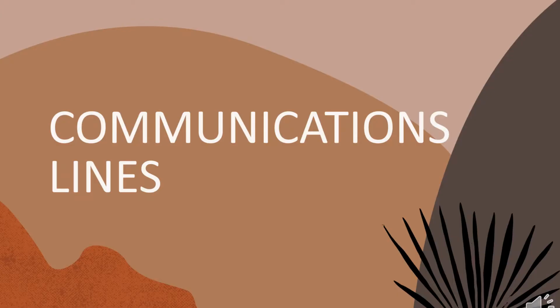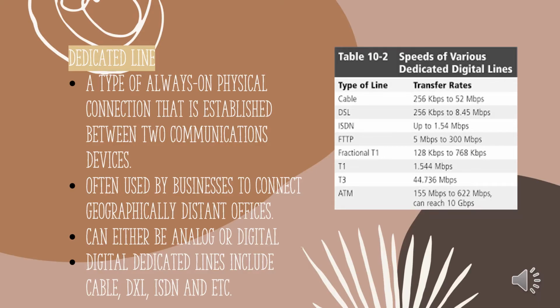Next, we are going to talk about communication lines. Dedicated lines. A dedicated line is a type of always-on physical connection that is established between two communication devices. It is often used by businesses to connect geographically distant offices. It can either be analog or digital. The digital dedicated lines include cable, DSL, ISDN, and so on.